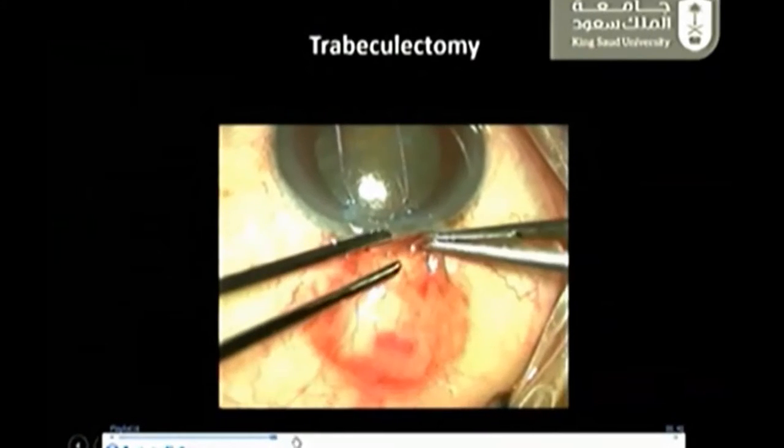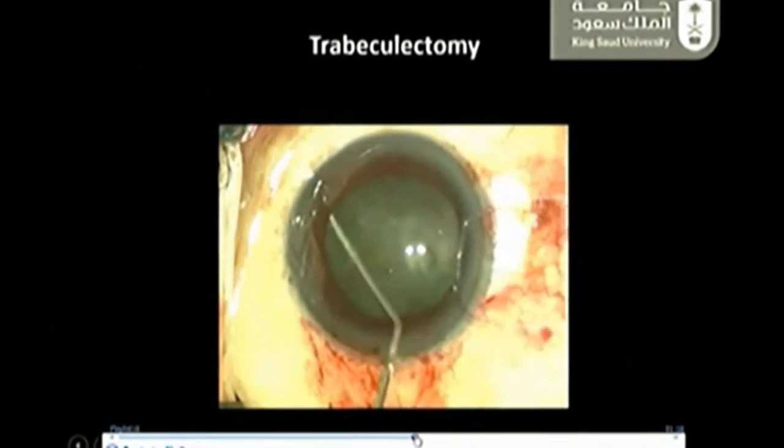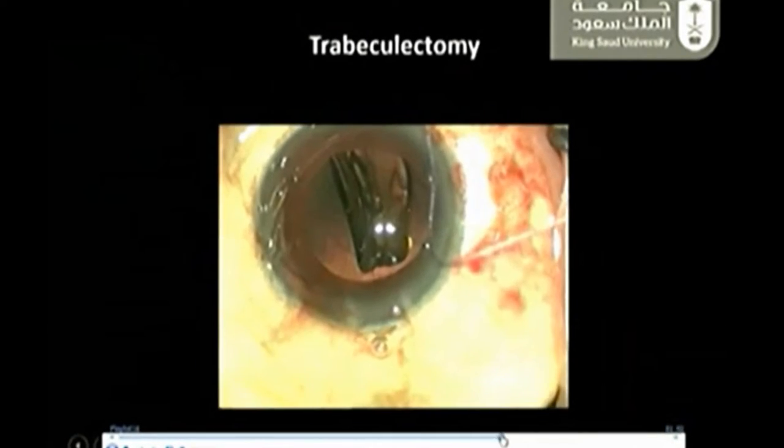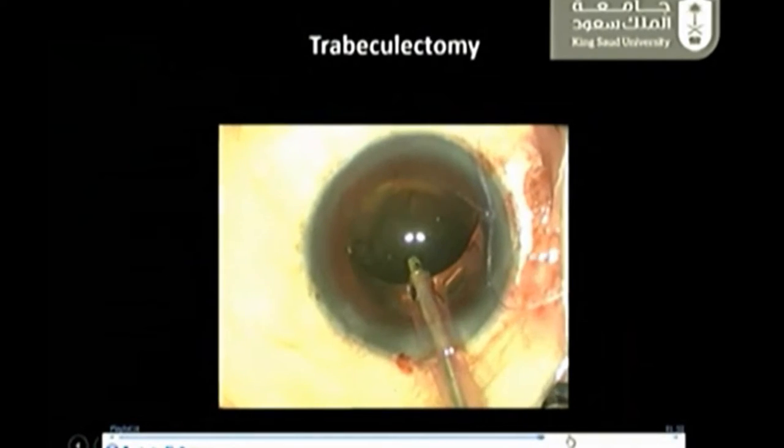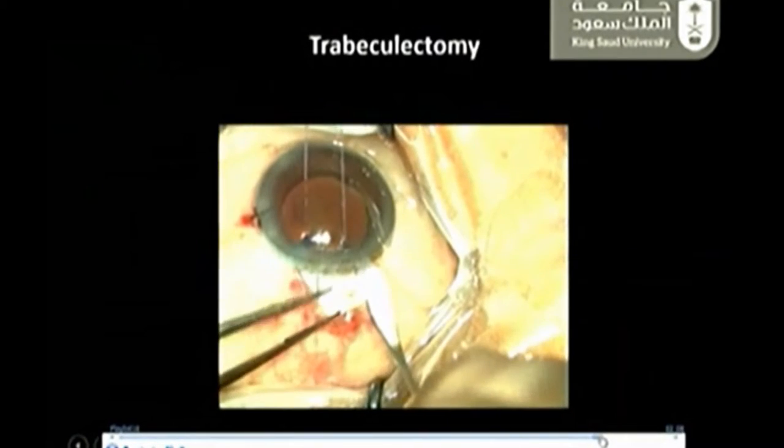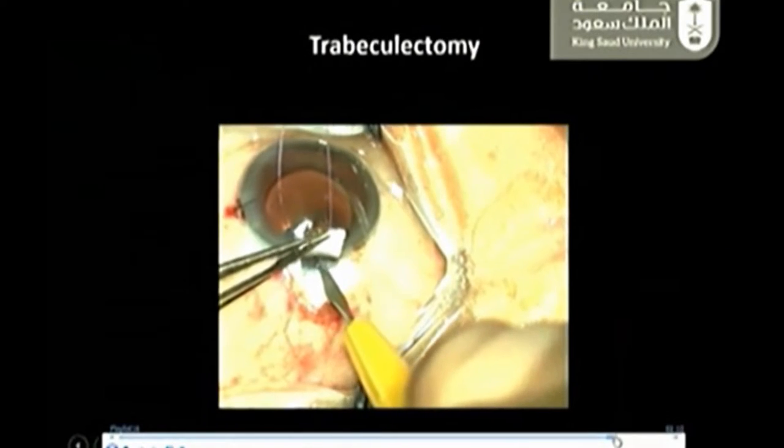Then you will put your mitomycin. You can apply it for 2 minutes or 3 minutes or so on. If you are doing a combined procedure, you can after that go to do your phaco. Then you need to go back to your trabeculectomy. Complete your dissection.